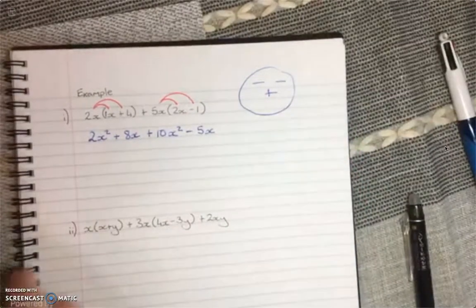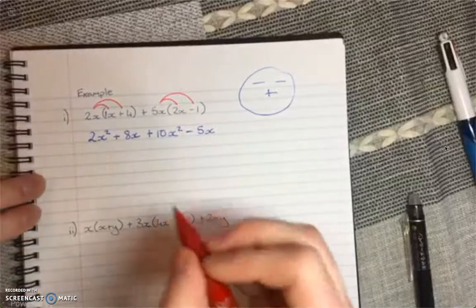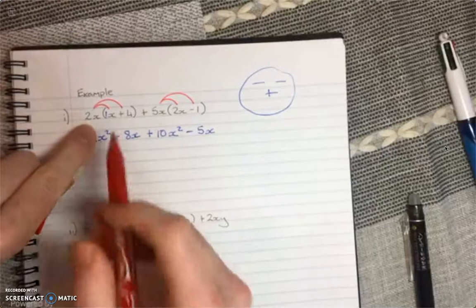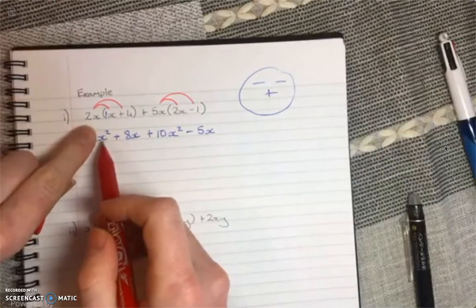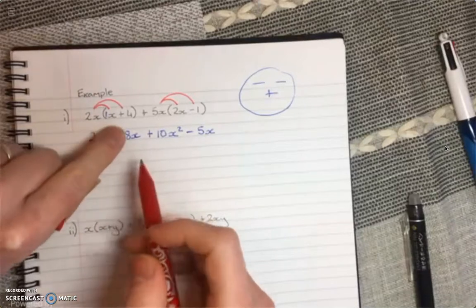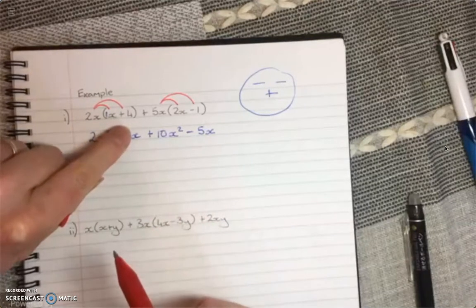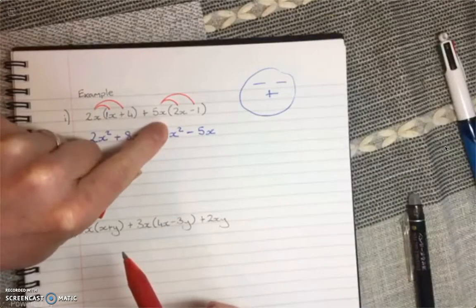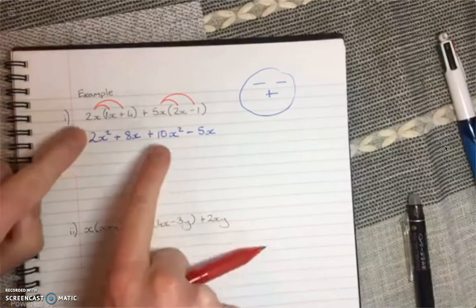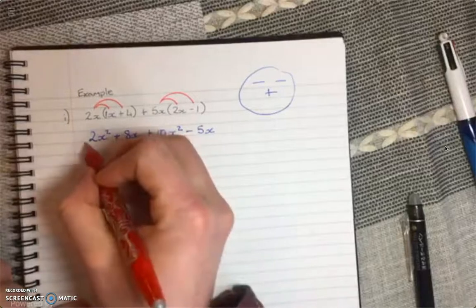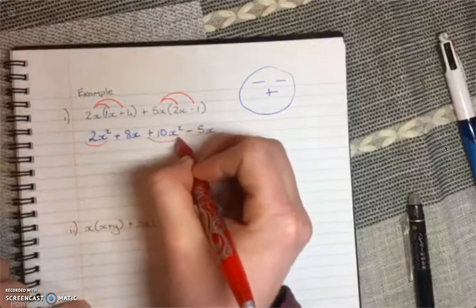And now the last little step is to add and subtract like terms. So a like term, this is an x squared, so I can only add another x squared. So this guy is an 8x. I can't add this because it's just an x. But here I have a 10x squared. If I cover these two, the 2 and the 10, I can see that I've got an x squared here and an x squared here.